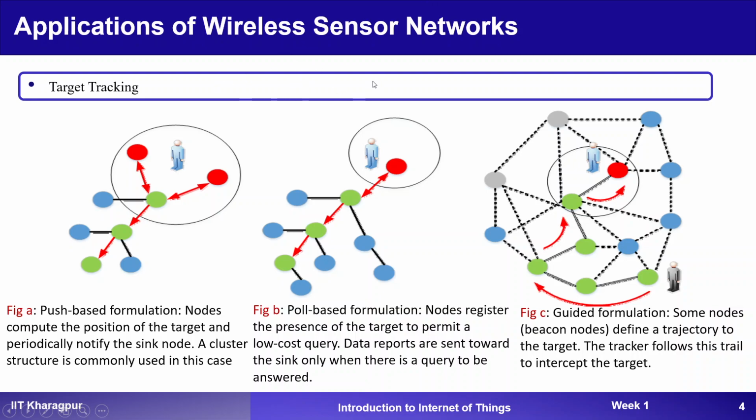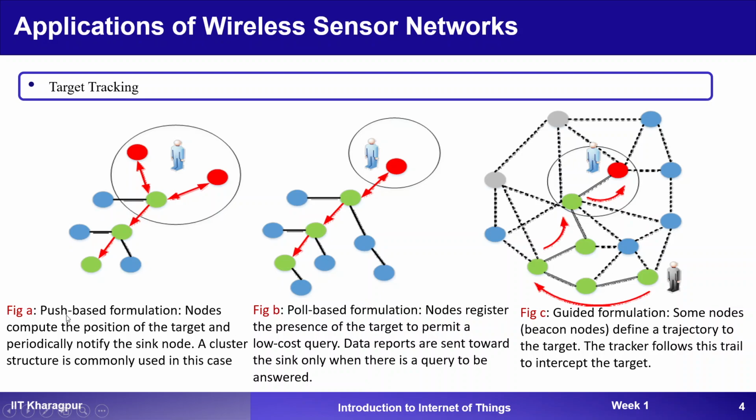So we have discussed the application of wireless sensor networks. So first application of wireless sensor network is target tracking. So wireless sensor networks are used for tracking the movement of a target or an object, and this tracking can be of three types. First one is your push-based formulation tracking, second one is your pull-based formulation, and third one is your guided formulation.